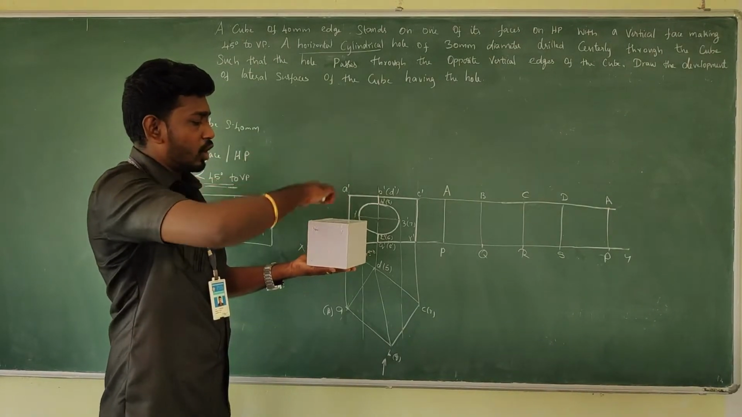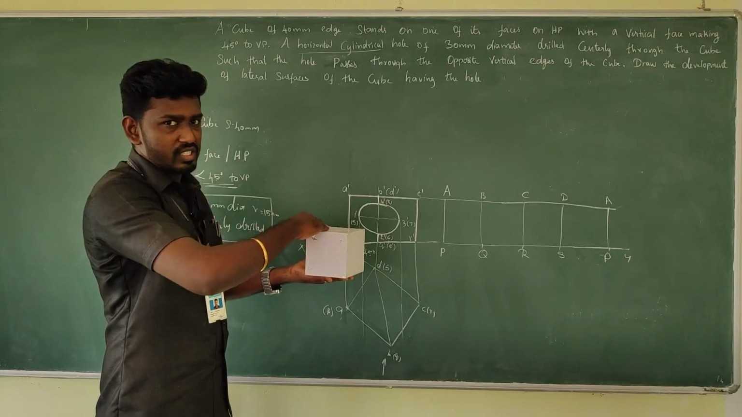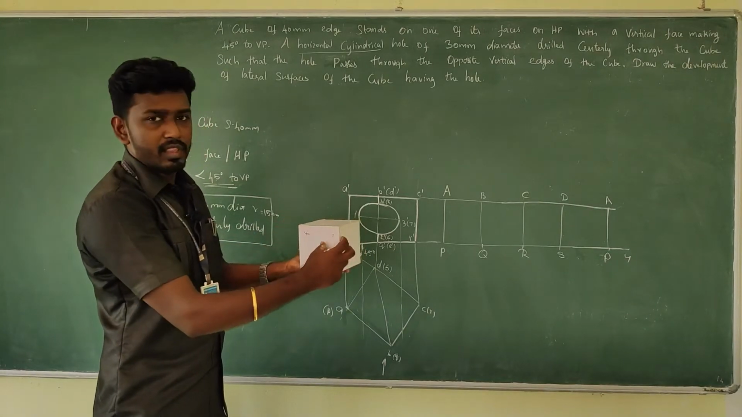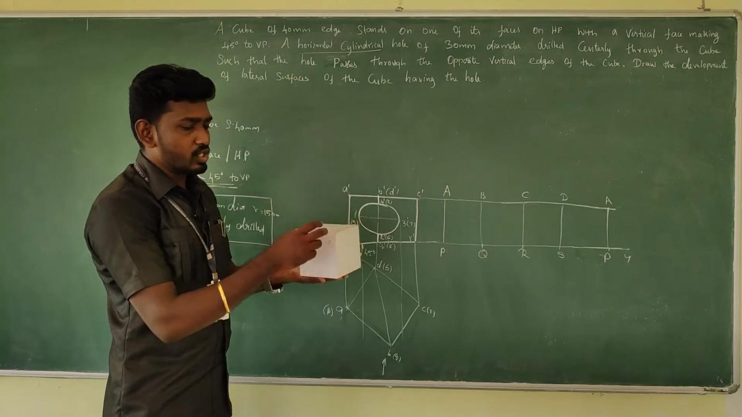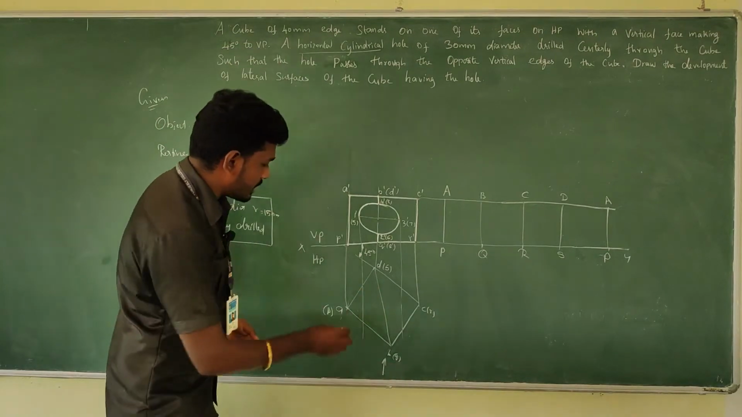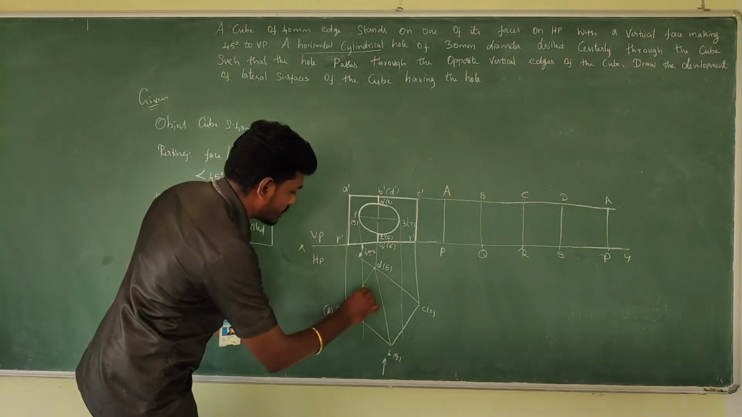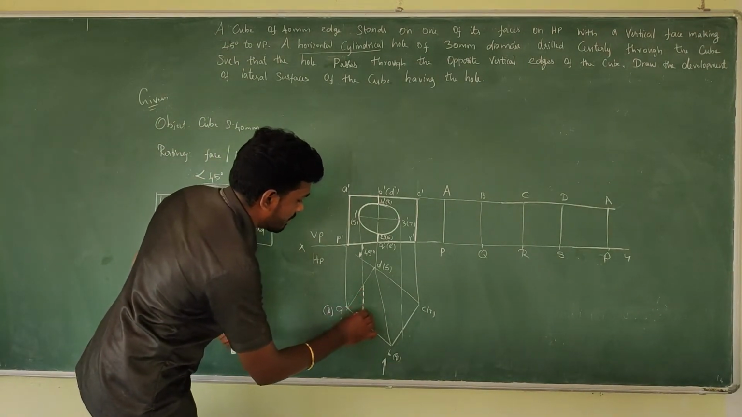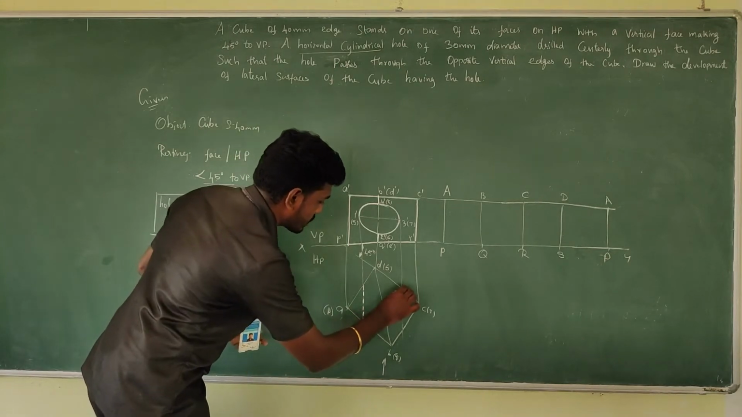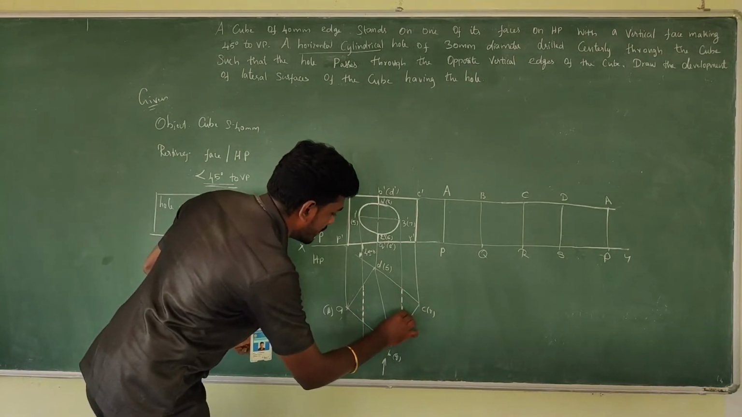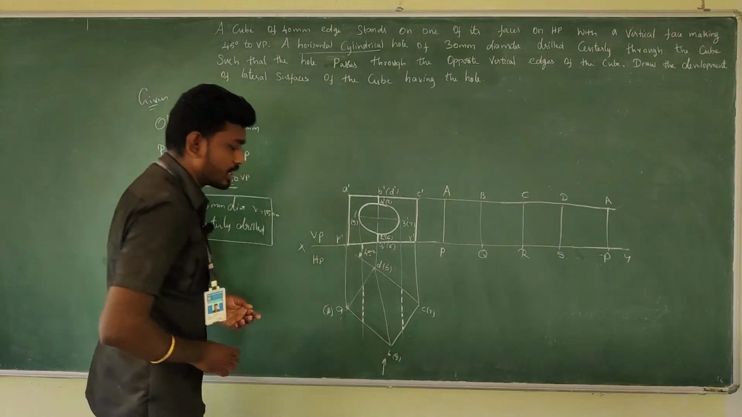When you are looking from the top, here we have the face. Behind the face only the through hole is. So this through hole should be captured as a dashed line. It should be captured as a dashed line. The path of the through hole should be captured as a dotted line.